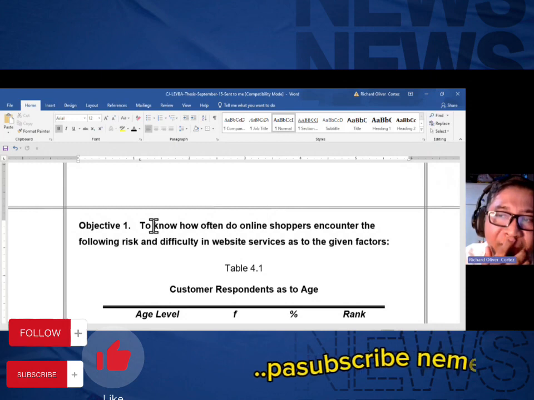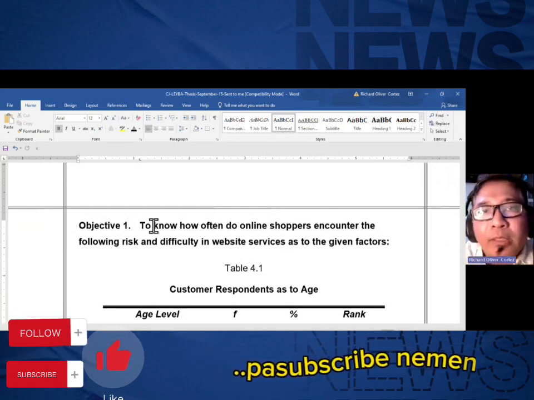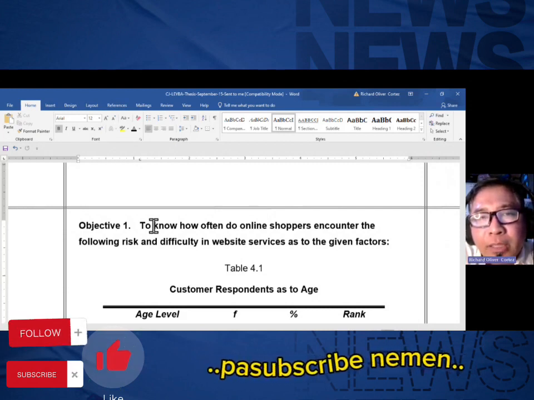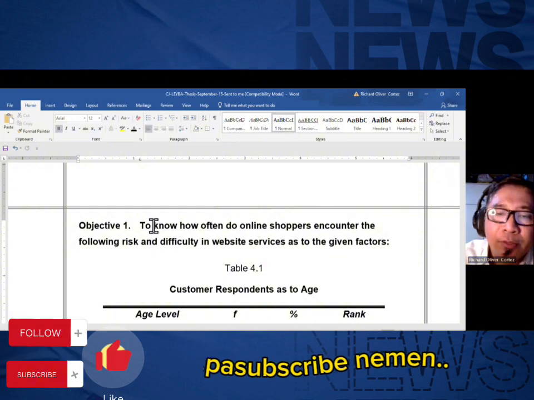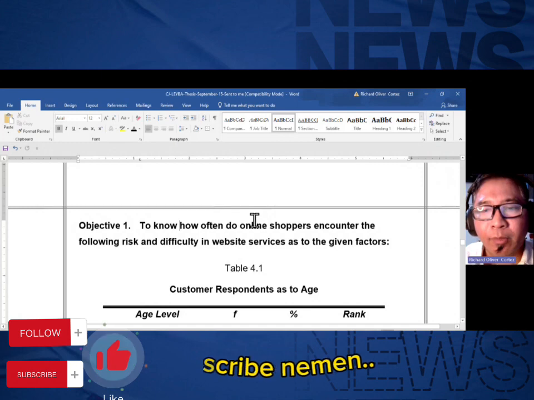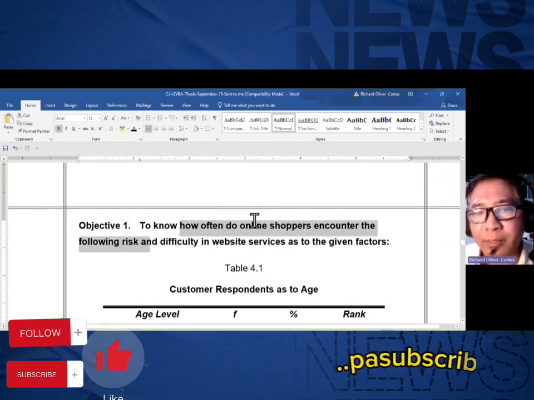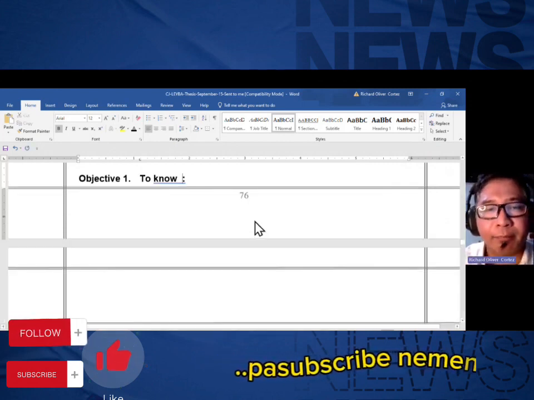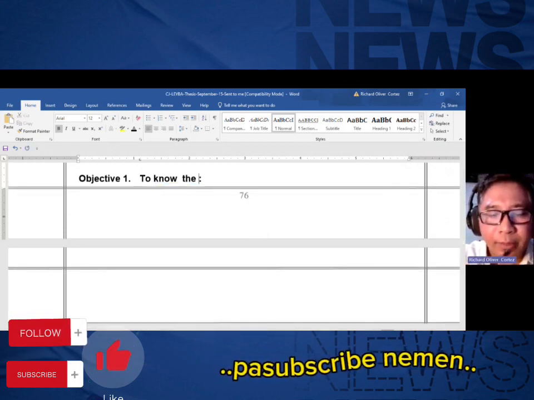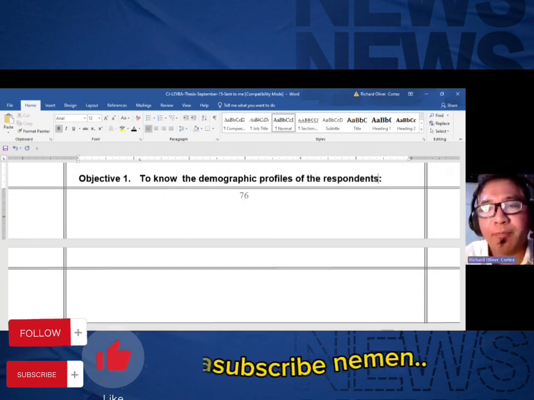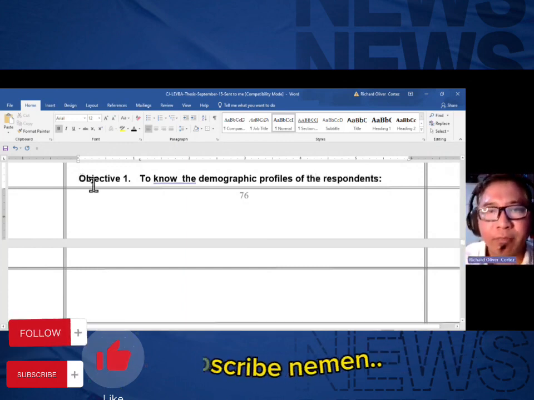Now, if the demographic profiles are important in the study, you present that in your chapter 4 as part of the presentation, analysis, and interpretation of data. For this one, table 4.1, you can write here: to know the demographic profiles of the respondents, assuming that the profiles are important. Okay, so to know the demographic profiles of the respondents. So this will be your first objective.